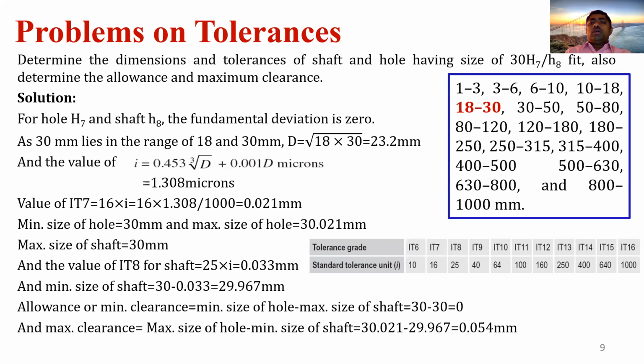Now we will solve one problem on fundamental tolerance. Here we want to determine the dimensions and the tolerances of the shaft and hole for a fit of size 30 H7/h8. We need to determine the dimensions and tolerances for this fit, and also determine the allowance and the maximum clearance. Here 30 is the basic size, H represents the hole, and 7 is the tolerance grade IT7.